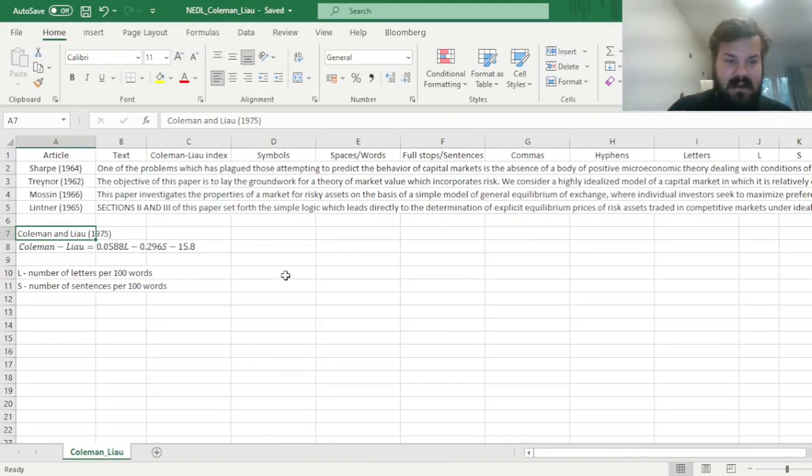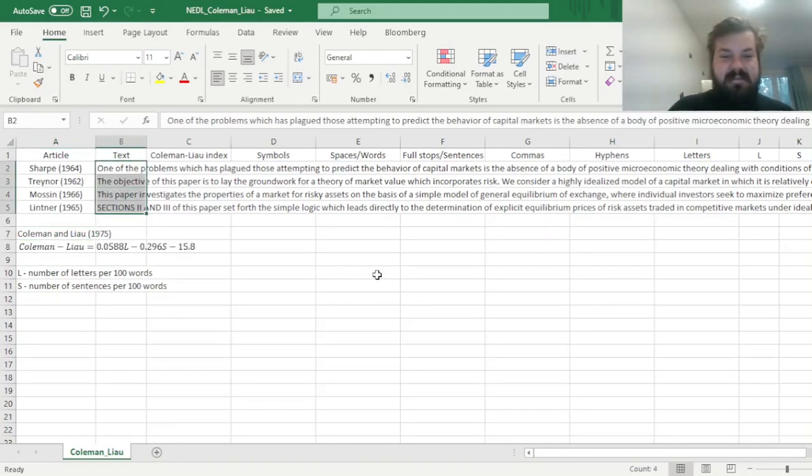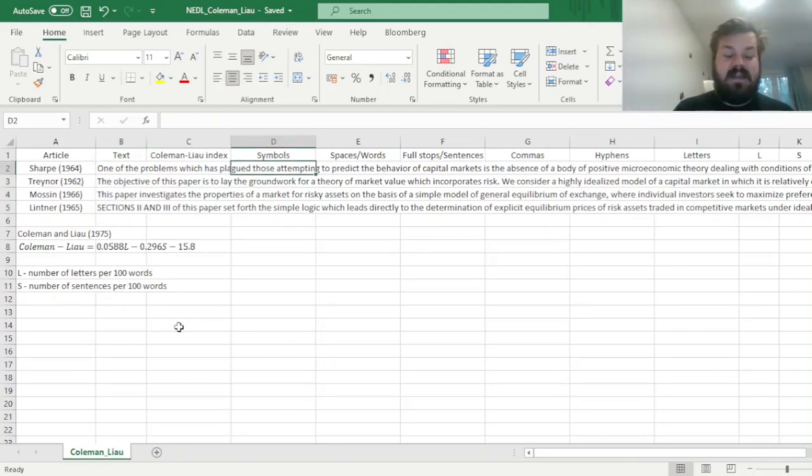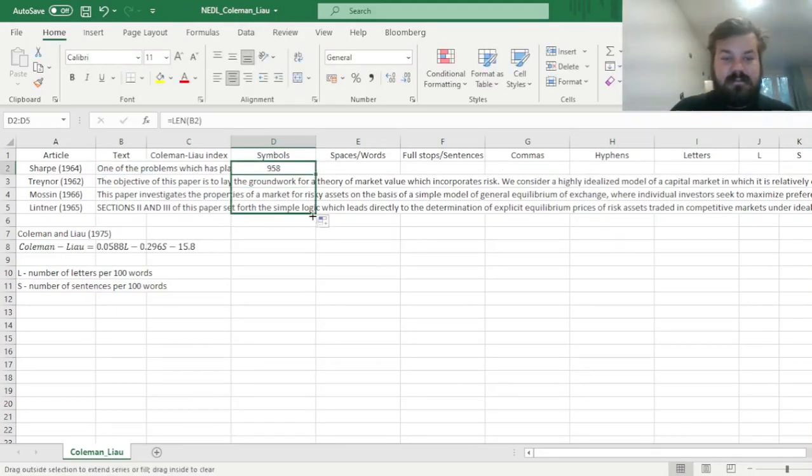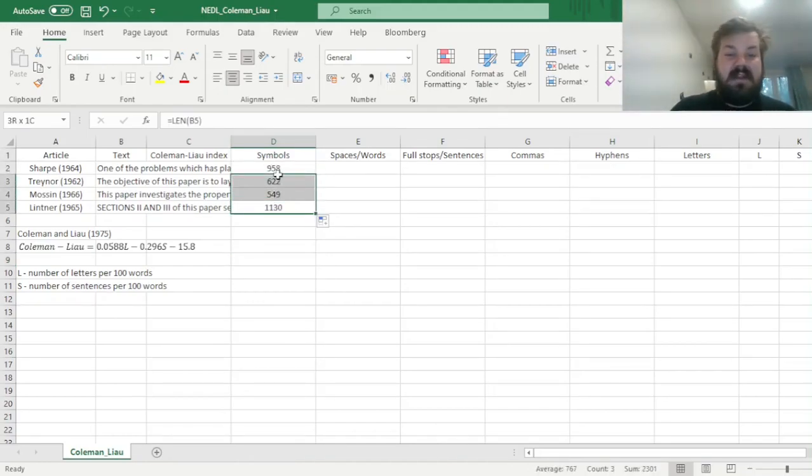So let's consider how to use Excel string or text functions to retrieve the values of the Coleman-Liau index for the abstracts of the four papers I've previously mentioned. First of all, we can measure the length of this text in symbols by simply using the LEN function. So we just apply the LEN function to those four texts I have copied in those four respective cells. And we can see that these abstracts are roughly around 600 to 1000 symbols, which is quite typical for abstracts.